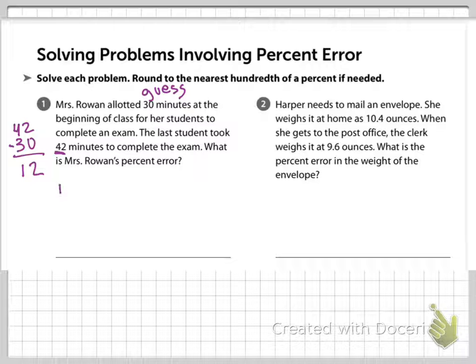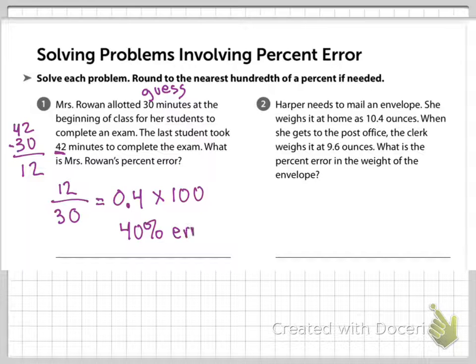Then we take our 12 and we divide by the guess, or what we thought it would be. So 12 divided by 30 should get a decimal. We end up with 0.4. And then I take that number and multiply it by 100. So it turns out Mrs. Rowan had a 40% error. Let's look at the next one.